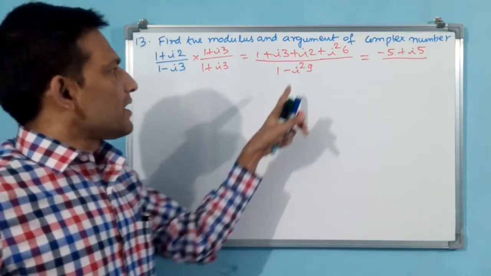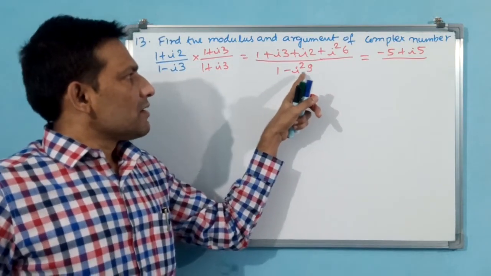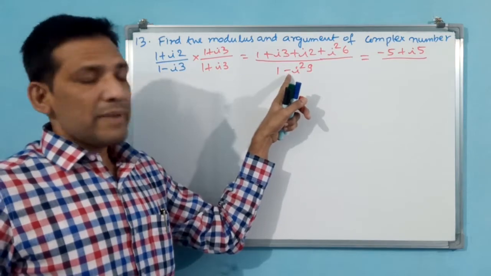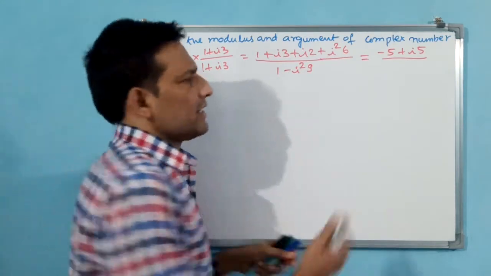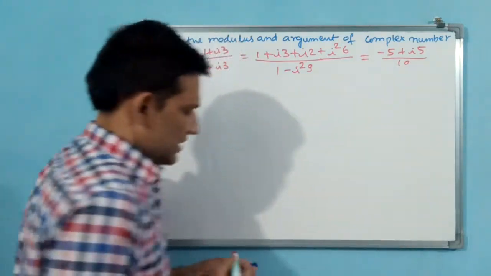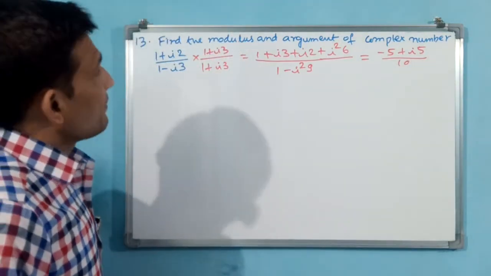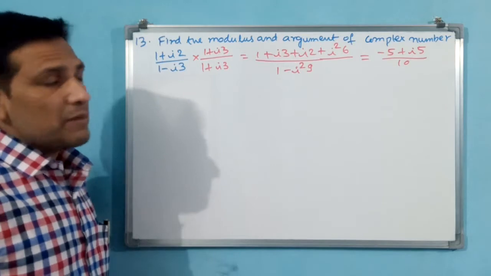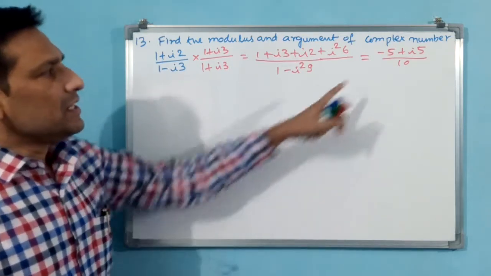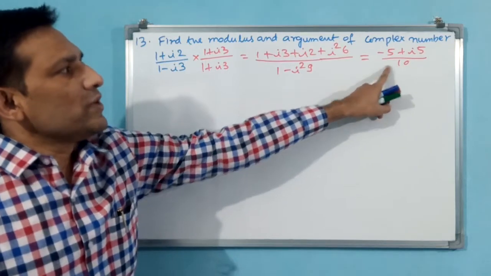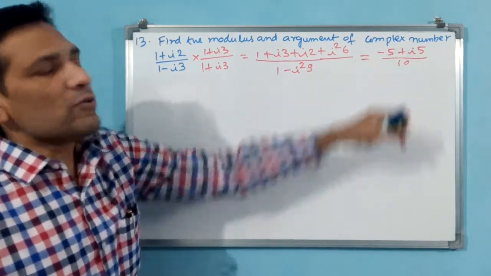Come to the denominator. i square is minus 1, so minus of minus 9, 1 minus minus 9, 1 plus 9, 10. What will be the final number? 5 you can take common there. If you take 5 common, automatically here also 5 you can take common. 2 will be there, and 5 is going to get cancelled.